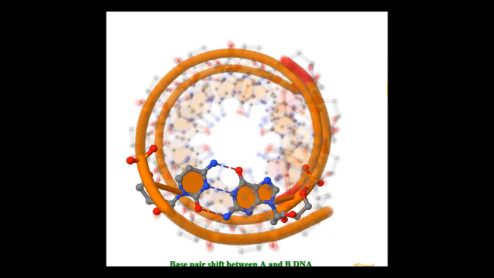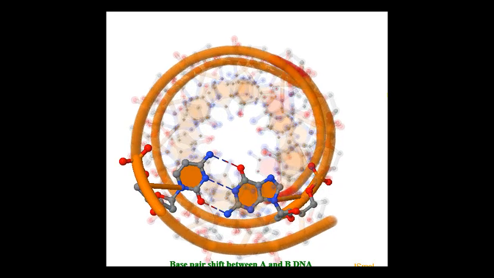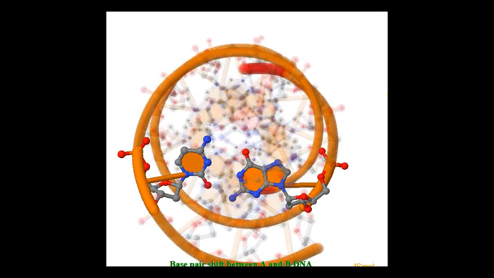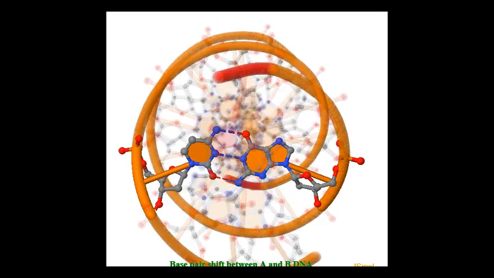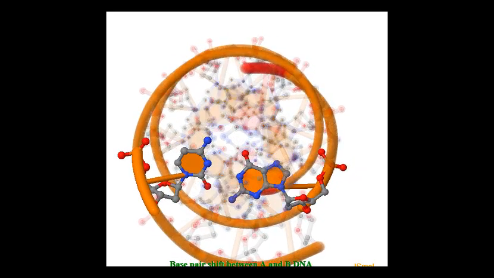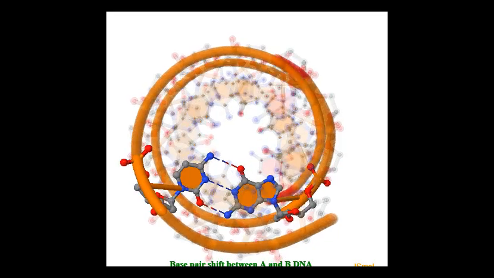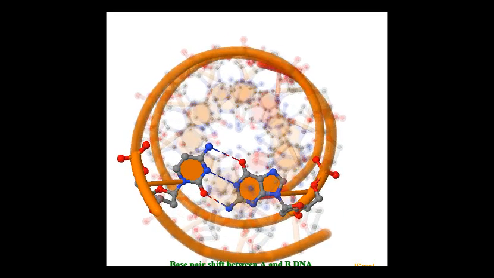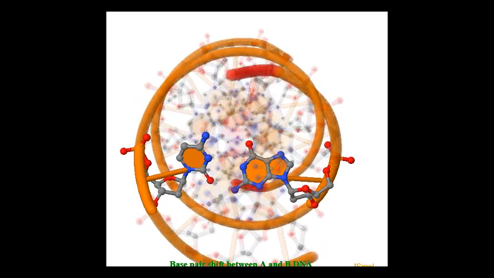Or you can see this animation now. This is bDNA and this is aDNA. So you can see this. You have seen the shift of the base.